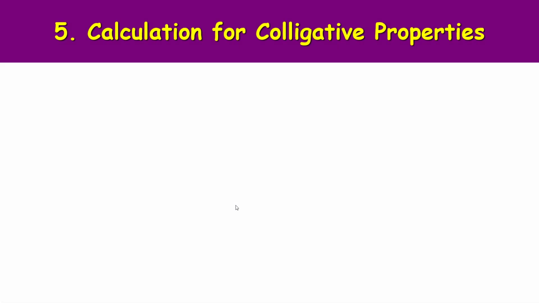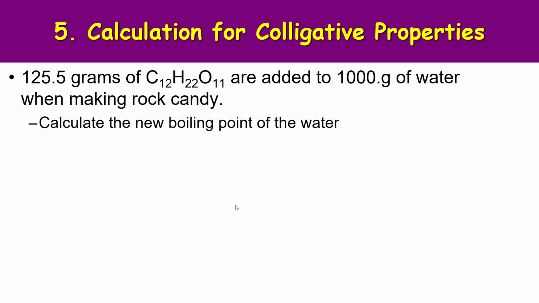This one's a little more difficult. Question 5 says, I have 125.5 grams of table sugar, sucrose, and I'm adding it to 1,000. grams of water, because we love our sig figs. When making rock candy, calculate the new boiling point of the water. Pause the video now and see if you can get it.